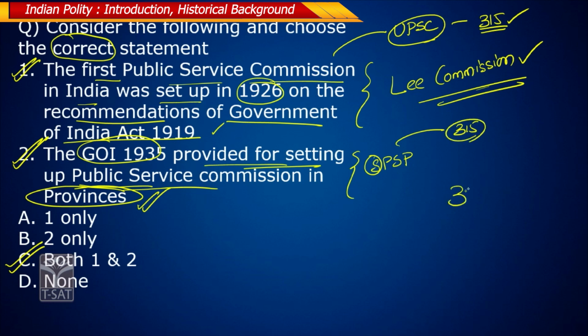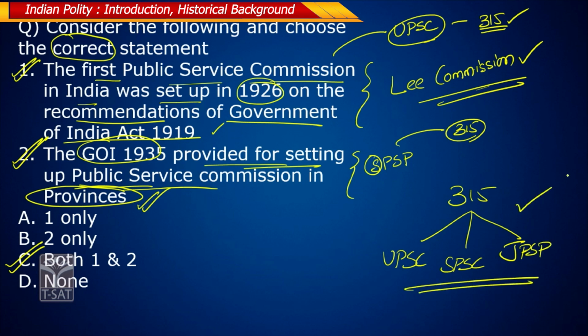So Article 315 talks about three things: Union Public Service Commission, State Public Service Commission, and Joint Public Service Commission. Okay, Joint Public Service Commission. Very, very important for the exam.